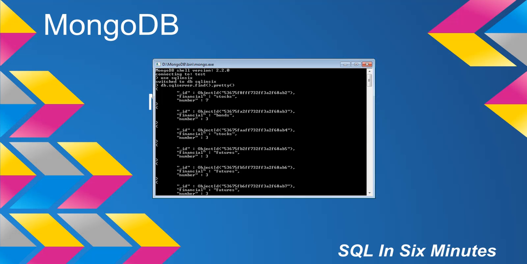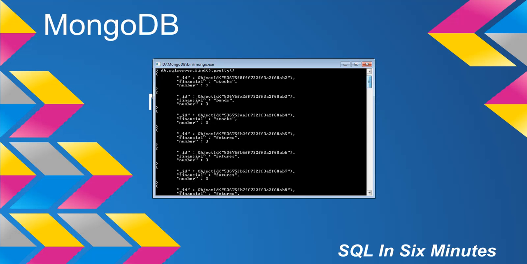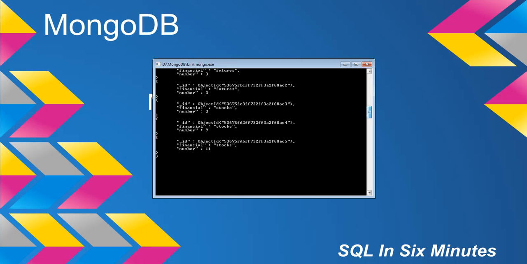So let's look at what we currently have here. We currently have in our collection, SQL Server, one of the keys that we have is financial. And you'll notice we have stocks, we have bonds, and we have futures. And you'll also notice these are wrapped in quotes. They are strings. It's very important to note because when we call our find function, we want to make sure that we're going to specify a string.